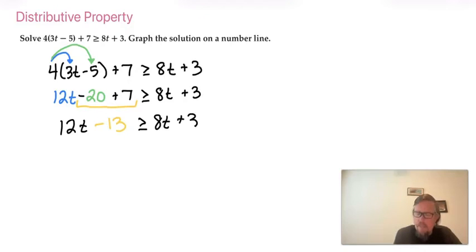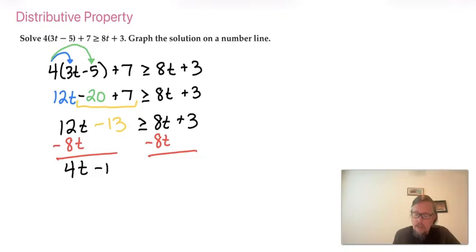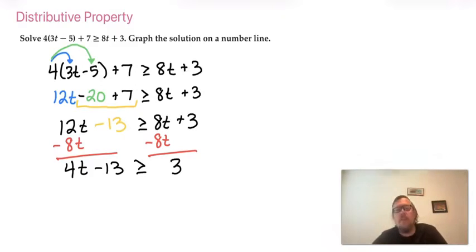And then at this point, I'm ready to try to get the variable on one side and the constants on the other. So let's go ahead and we will subtract 8t on both sides so that we can get our variable on the left side. We could get our variable on the right side if we were the, I guess, dumbest people on earth. We could subtract 12t on both sides. That'd be the dumbest possible way to solve this problem because we'd have the variable on the right side and it would be a negative. So that'd be the worst possible way to solve this.